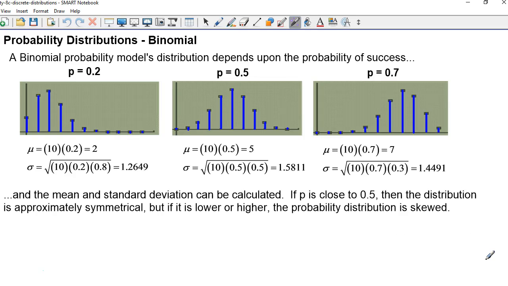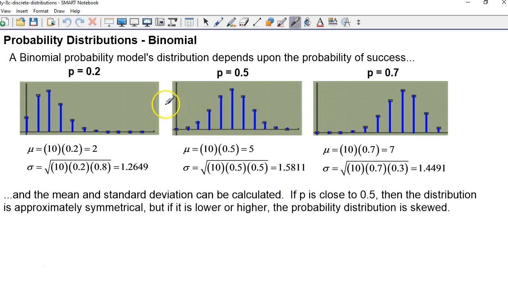Okay, so just to summarize the binomial situation, a binomial probability model's distribution depends upon the probability of success, the p-value. If the p-value is 0.5, then it's symmetrical and it's centered right here in the middle, right? And the mean would be 5, and the standard deviation in this case comes out to be the square root of 10 times 0.5 times 0.5, which is just 1.58.